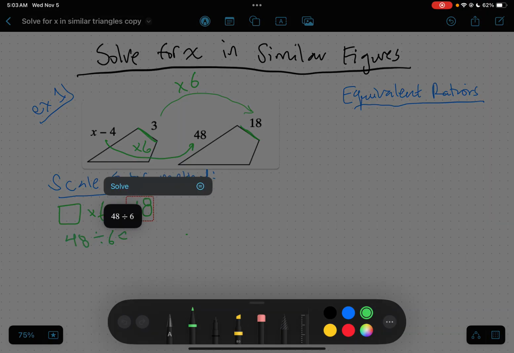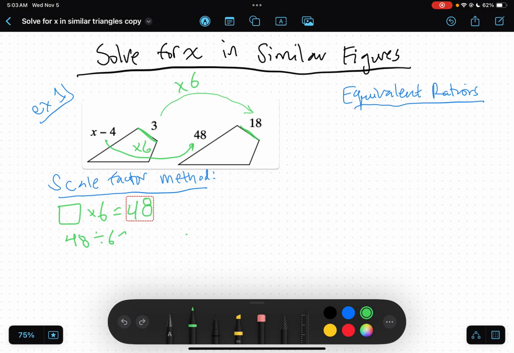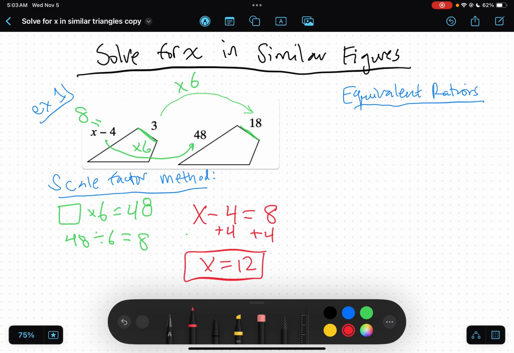And now, sorry, that's messy handwriting. And now that I know this side has to be 8, I can make a little simple equation that says x minus 4 equals 8. So solving that out, x equals 12. So that's the scale factor method. It works really nicely when your scale factor is just a plain old whole number.